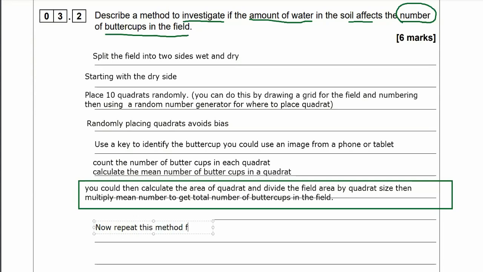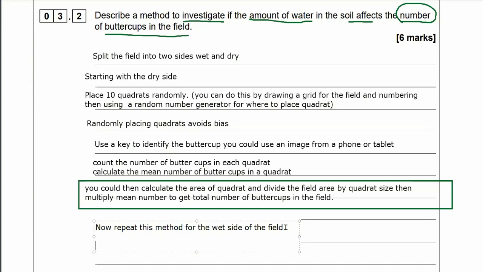Now, an alternative method that is laid out in the mark scheme is to use the quadrats in a transect, which is where you put them in a line along a tape measure or a piece of rope at regular intervals, and you count the number of buttercups. You start at the dry end, which you'll find using the soil moisture meter, and work towards the wet end.